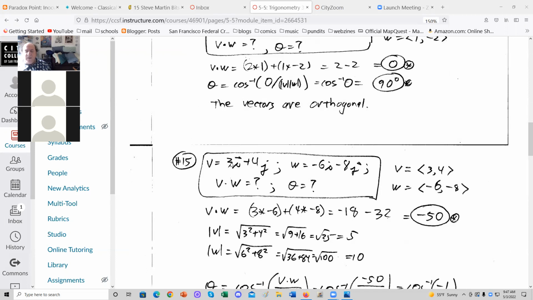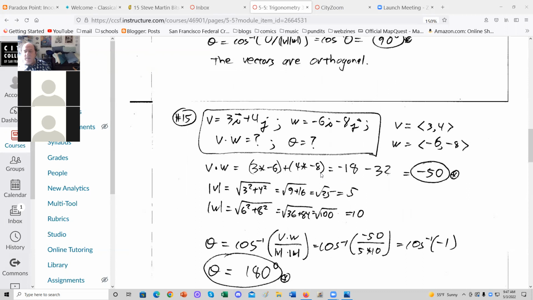Here we have v is 3i plus 4j, 3 by 4. W is minus 6i minus 8j, minus 6 by negative 8. What's their dot product? What's the angle between them? All right, have to tell. Dot product is 3 times negative 6 plus 4 times negative 8. Negative 18 minus 32 is a minus 50.